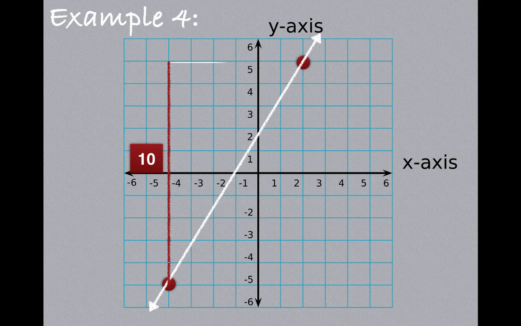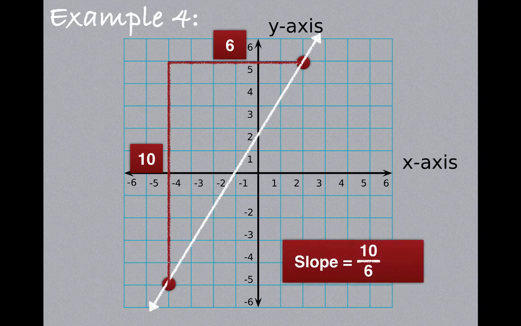And when we check to see how far we're going to the right, we see 1, 2, 3, 4, 5, 6 spaces. So our run would be 6. The only thing we have to be careful of with this one is if our slope is 10 over 6, we should see that that needs to be simplified. So we would simplify the slope to be 5 over 3.